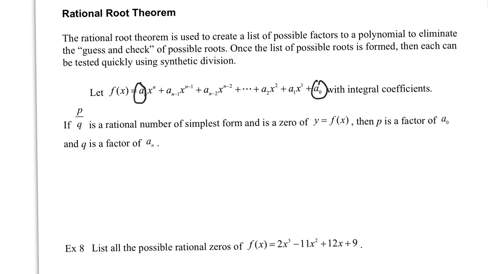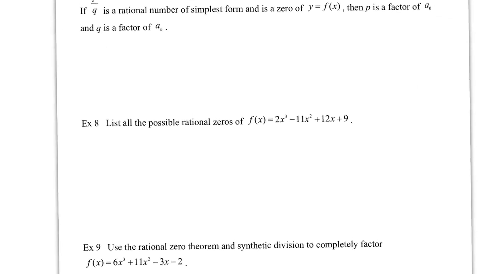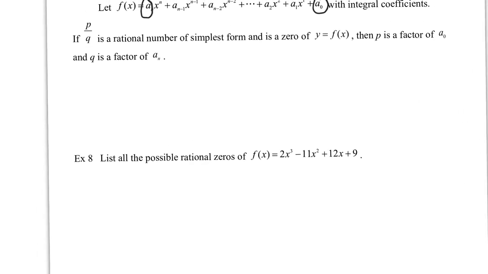So if I want to list all the possible rational zeros of this example here, all I need to do is take the factors of 9, which are 1, 3, and 9, and we write those as plus or minus. And then we divide that by the factors of 2, which is plus or minus 1 and plus or minus 2, which means all the possible ways you can divide this are possible rational zeros. It doesn't mean they're rational zeros, it just means they're possible rational zeros. Okay, and that's what the rational root theorem tells us.